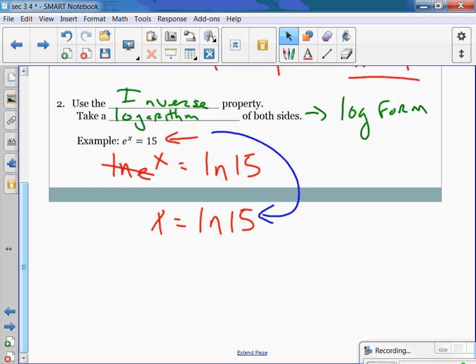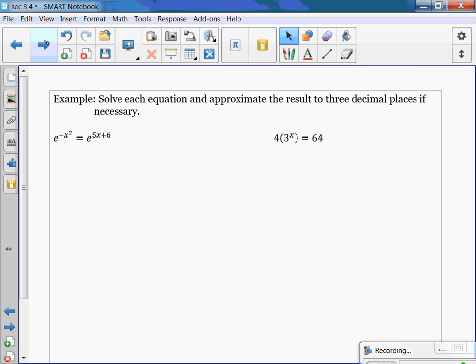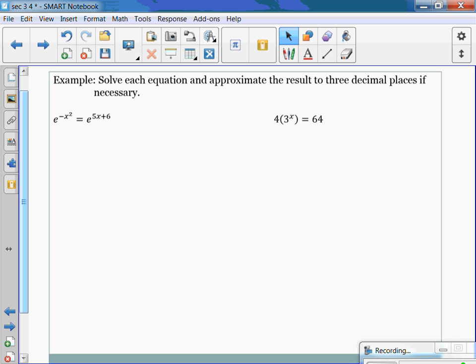Here, we want to go ahead and solve, rounding to 3 decimal places if necessary. Any ideas how to solve this first one? Just set the exponents equal, as John said. We're using the one-to-one property here. I'm just setting the exponents equal, and setting it equal to 0.